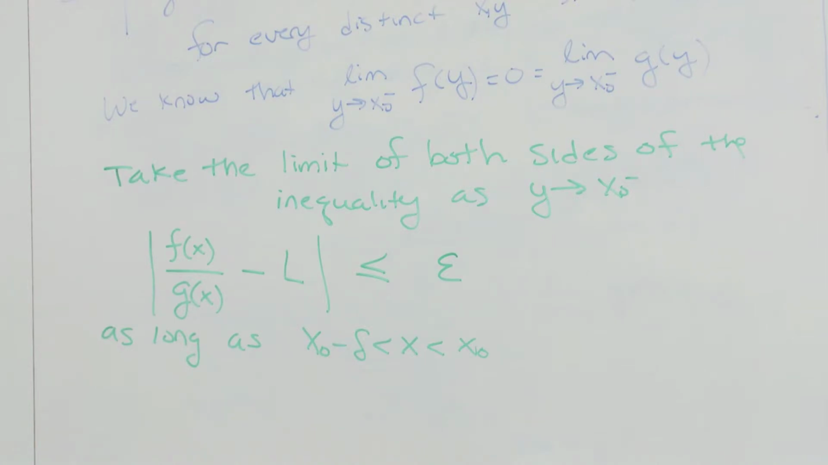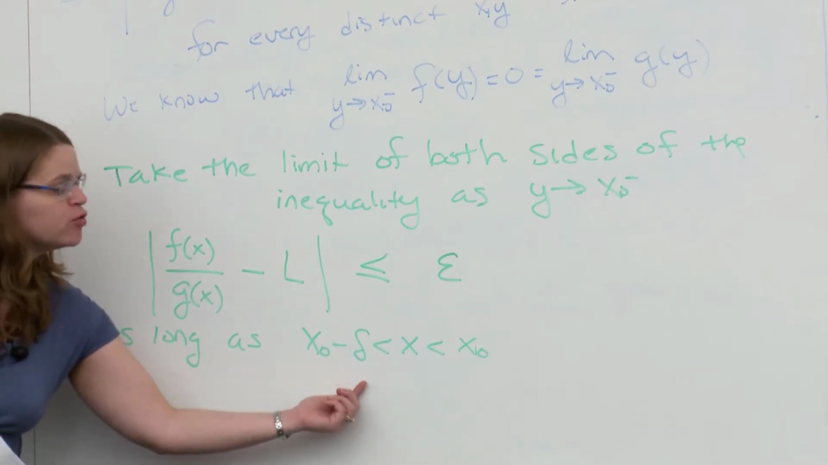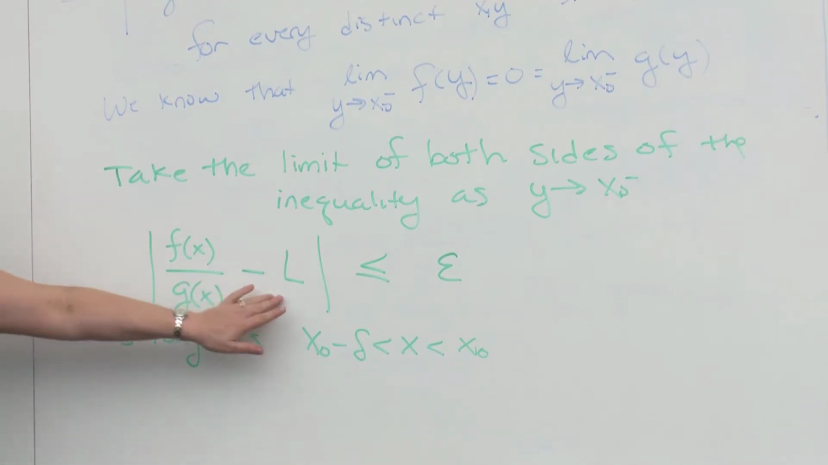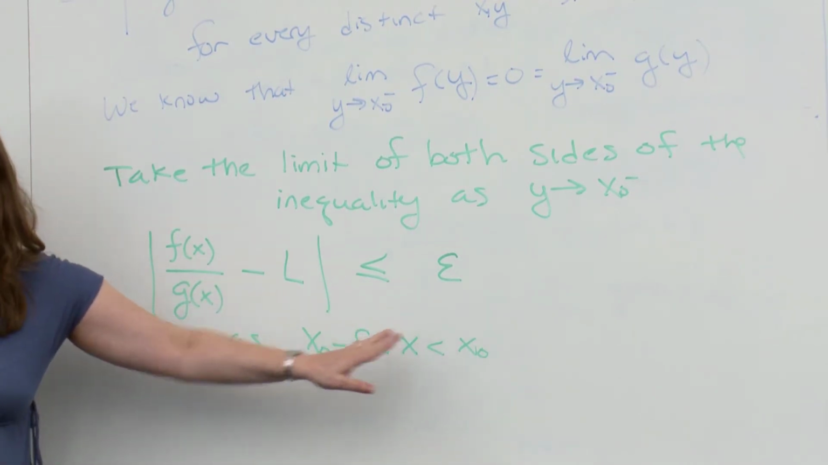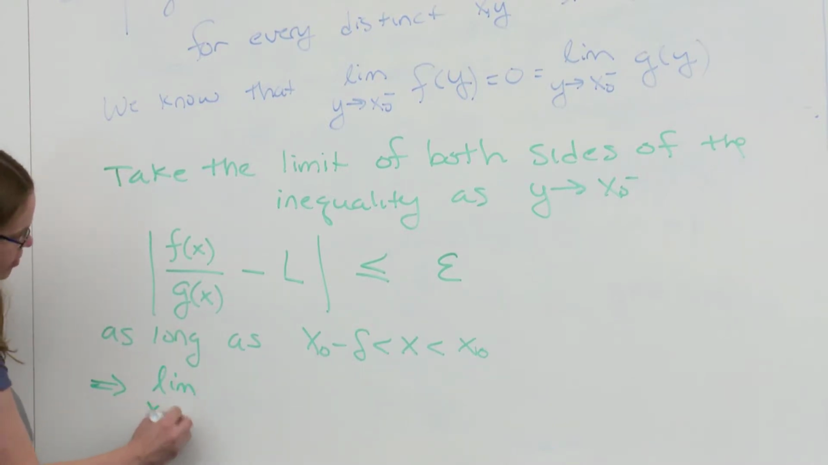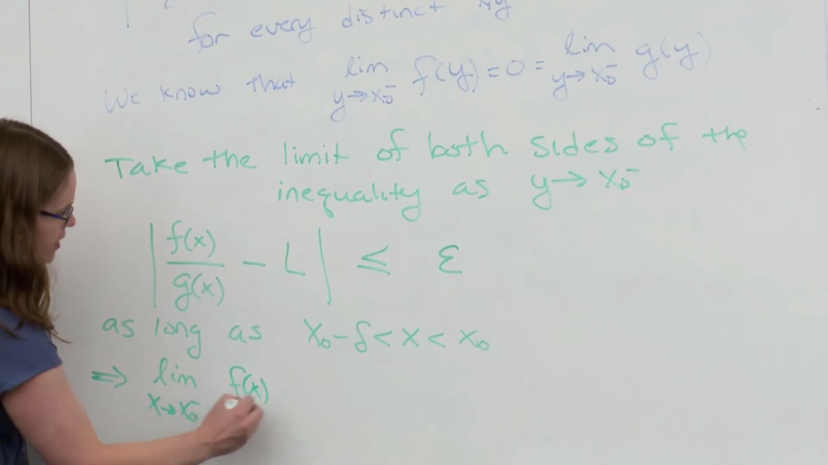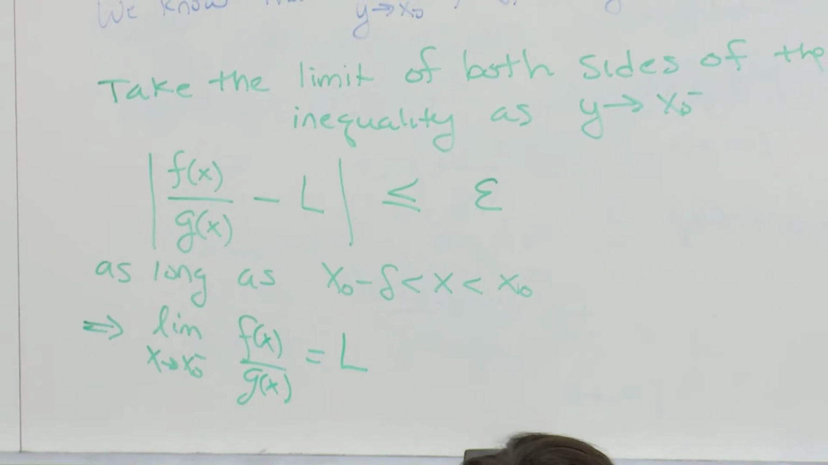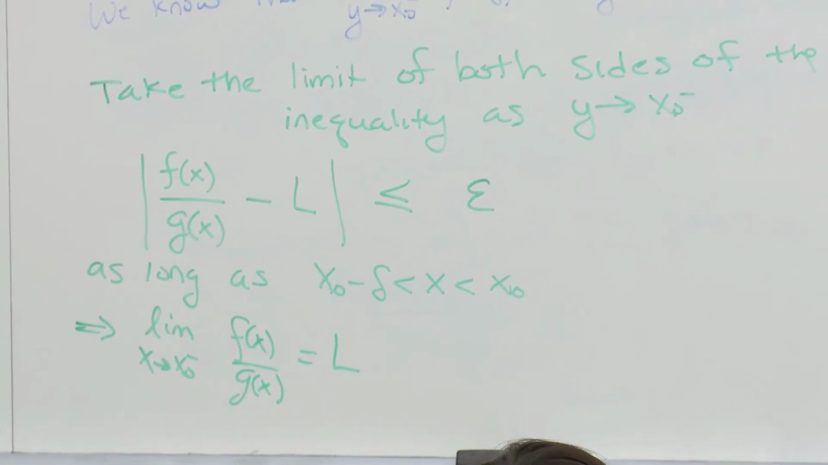And this looks good. This is exactly what we wanted to show, right? We wanted to show that as long as we picked a suitable delta, kept x close enough to x naught, we could keep f over g close to L within some tolerance that we've chosen. And we've managed to do that now. So this is exactly the statement that the limit as x goes to x naught from the left of f of x over g of x is equal to L. Questions on that?